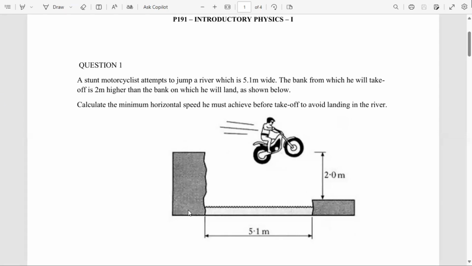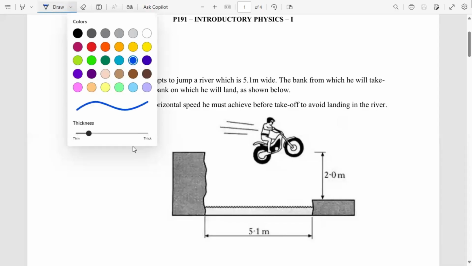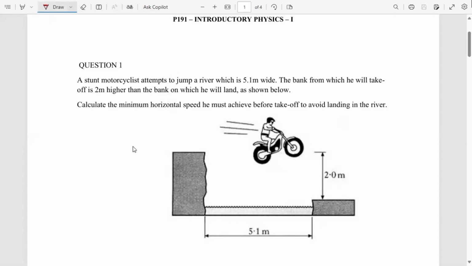Okay, so this is a simple question on projectile motion, where we have this stunt motorcyclist attempting to jump a river, and they're telling us he's attempting to jump a horizontal range of 5.1 meters, and from the bank at which he's starting to the bank at which he's landing, there's a vertical distance of 2.0 meters. So they want us to calculate the minimum speed he must achieve before takeoff to avoid landing in the river.